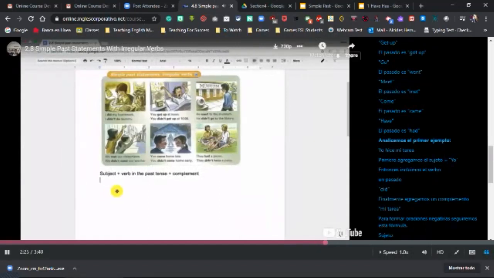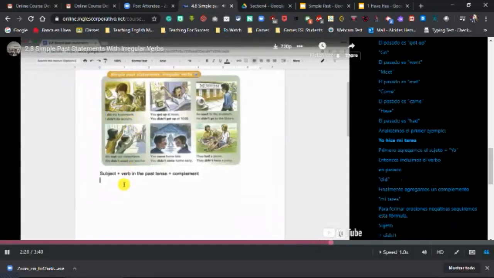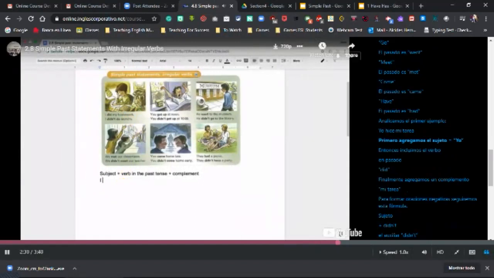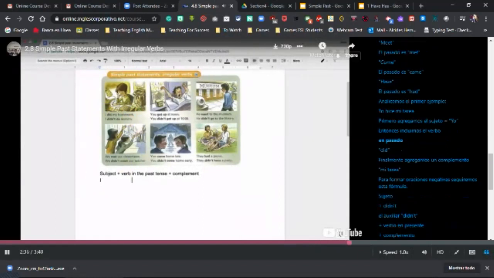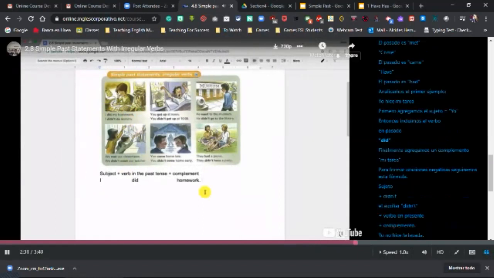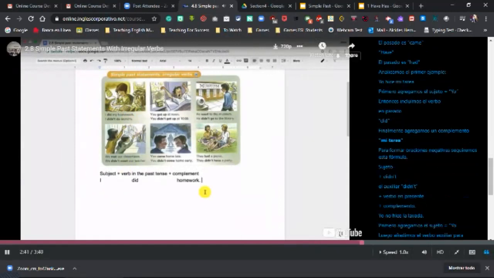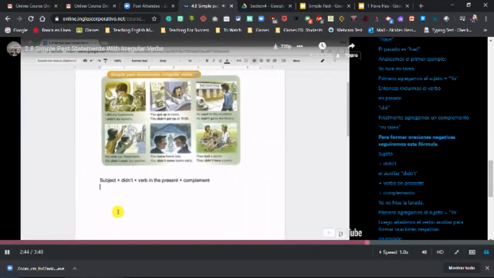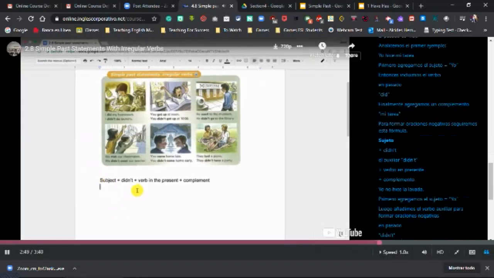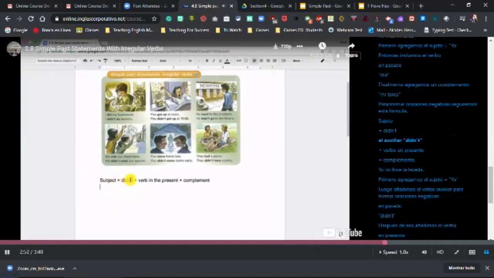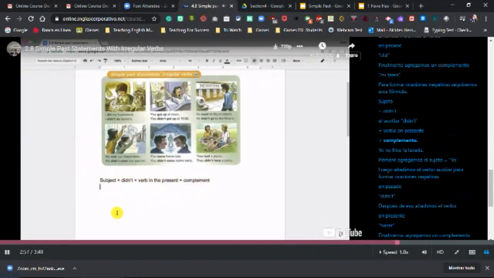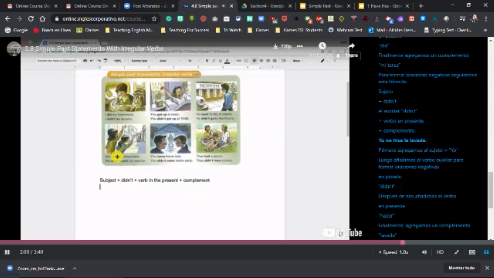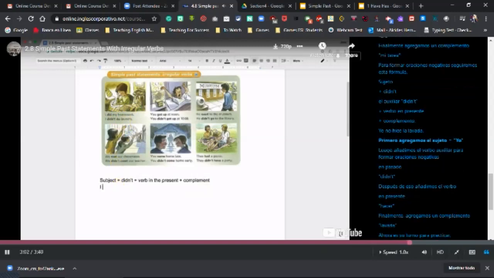Let's analyze the first example. I did my homework. First, we add the subject I. Then we include the verb in the past tense, did. Finally, we add a complement, homework. To form negative statements, we will follow this formula: subject plus didn't, the auxiliary didn't, plus verb in the present, plus complement. I didn't do laundry. First, we add the subject I.